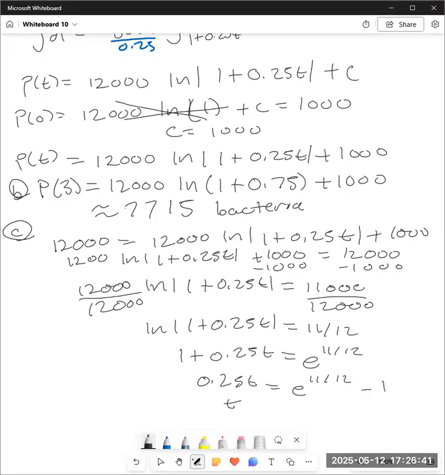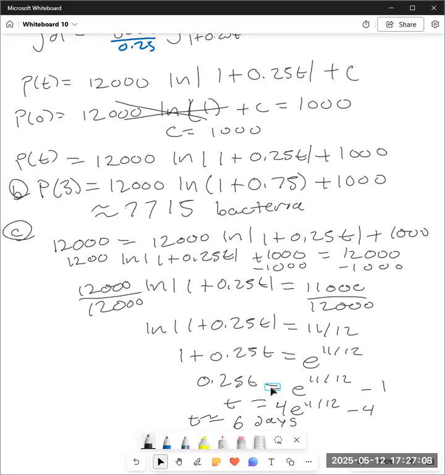Multiply by 4 on both sides. t is exactly equal to 4e to the 11/12 minus 4. Pop that into the calculator to get an approximation, and we get approximately 6 days pass for the population to reach 12,000 bacteria.